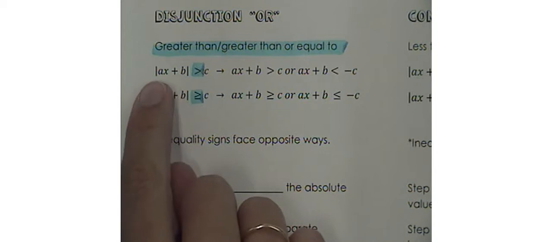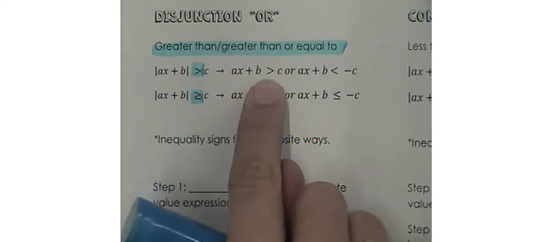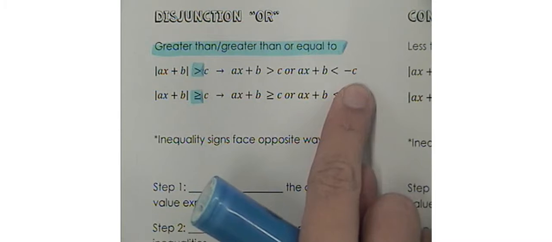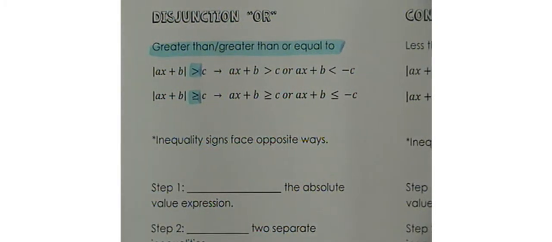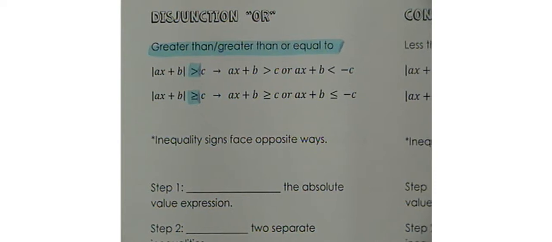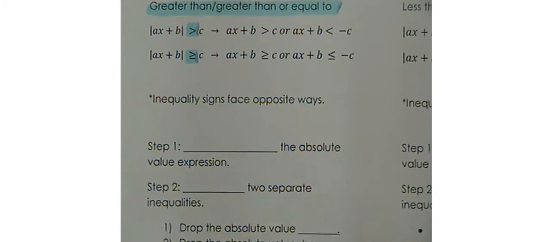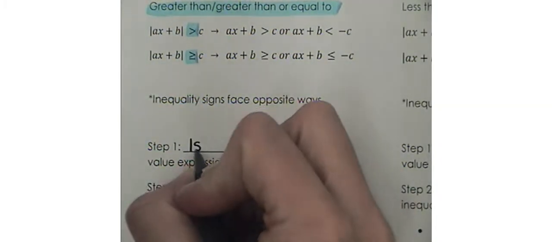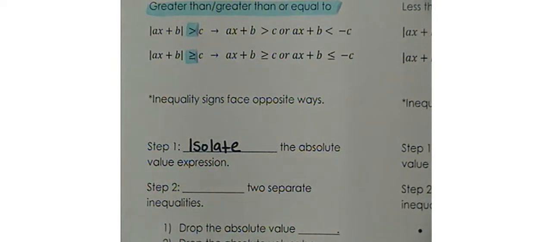So we're going to take our absolute value inequality and we're going to convert it to a disjunction, and we use the word or. And just a reminder, our inequality signs face the opposite way. So step 1 is only if necessary. Similar to absolute value equations, we only need to isolate the absolute value expression if necessary.